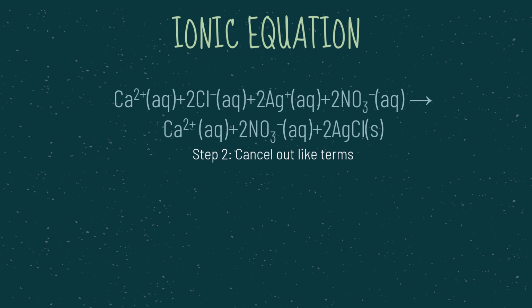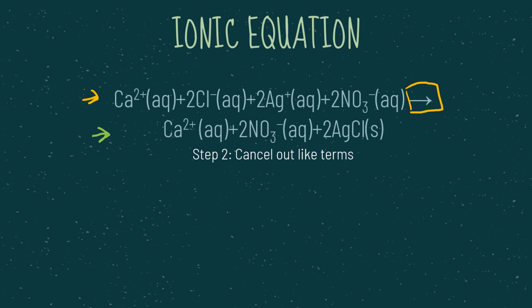The next step is to cancel out like terms. You can see that I've already rewritten the equation in front, and now we're going to cancel out like terms. How do we do this? To cancel out like terms, we have to look at both our reactants and our products. Remember that reactants are everything on the left hand side of our arrow, and products are anything on the right hand side of our arrow. In this case, everything on the left hand side is everything on the top here, and everything on the right hand side is everything at the bottom here.